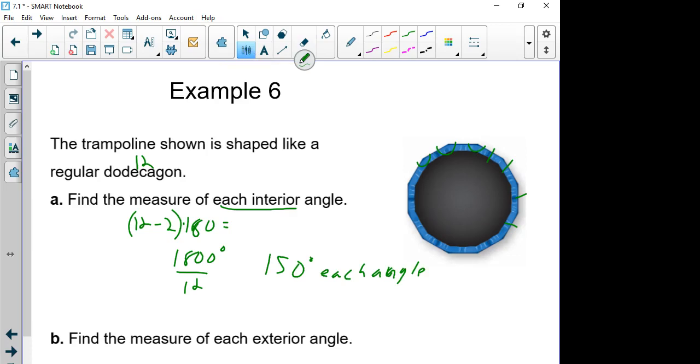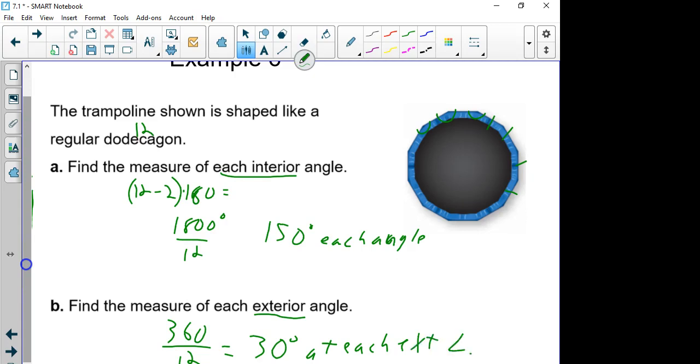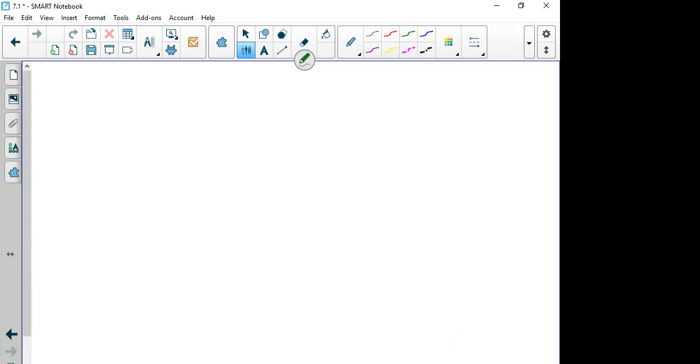Now, find the measure of each exterior angle. Remember, the exterior angle is going to be 360 degrees divided by the number of angles. 360 divided by 12 is 30. So that's 30 degrees at each exterior angle. And that's it for the first lesson.